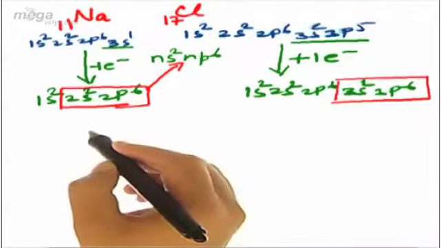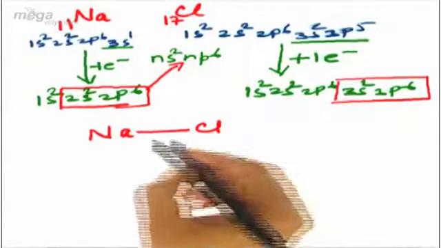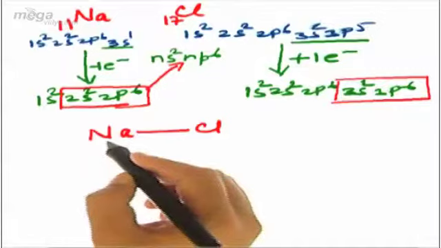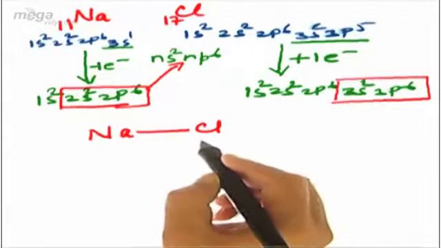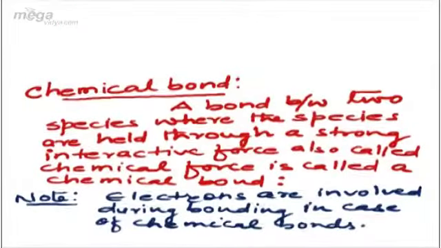So here we are observing in case of NaCl that Na and Cl are held to each other by the loss and gain of one electron. That means in this case electrons have been involved and such a bond is called a chemical bond. So we have dealt with the chemical bond.